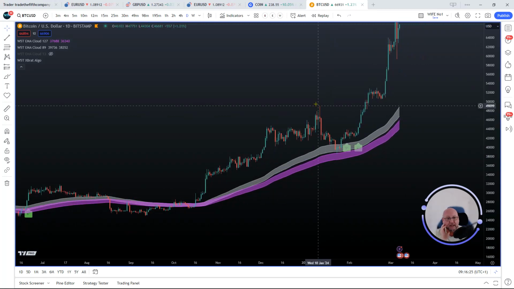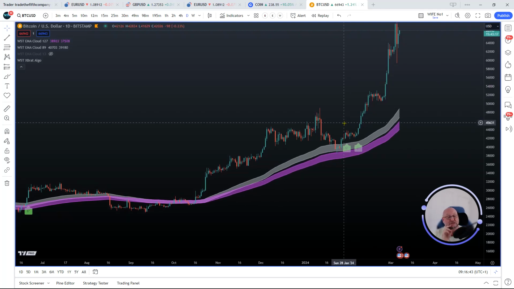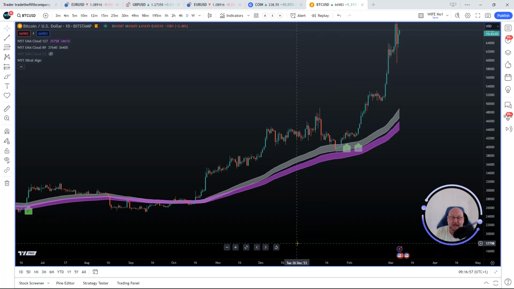We get a pullback. It finds non-linear support in the 89 and the 127 just there, and then we get 5 and 6 star buy signals here. Okay, so did any of you buy Bitcoin at 44? It's almost at 67,000. Okay, so this was another opportunity to buy, and this is what I look for. But I also look to ensure that we're in a good bullish state and to see that non-linear support from the EMA Cloud holds as well. So lots of different examples there.